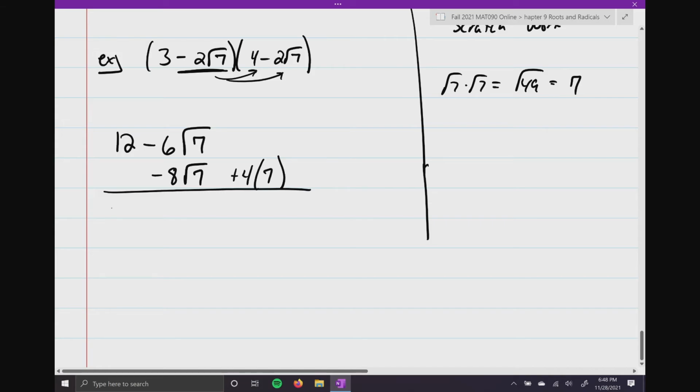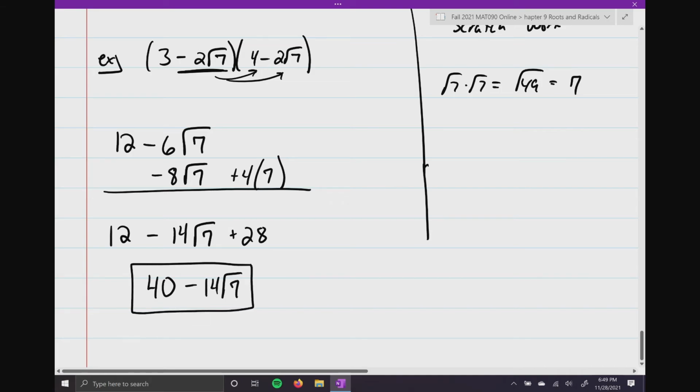So now we're going to combine everything straight down. We get a 12. We get a negative 14 square root of 7. And 4 times 7 is going to be positive 28. And then finally, we can add 12 plus 28 to give us 40 minus 14 times the square root of 7. Okay? Let's do a couple more here.